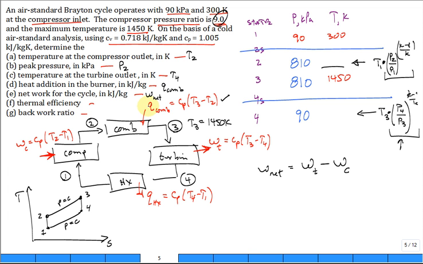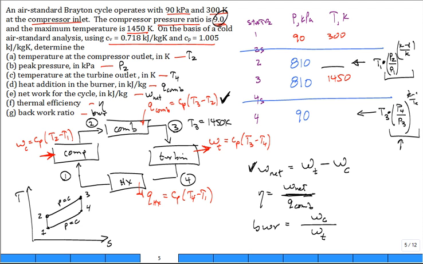What is the thermal efficiency? It's going to be the net work positive out divided by the answer for part D, which is Q into the combustor or burner. So it'll be a ratio of work net divided by Q combustor. And then the back work ratio, the last one, is equal to the work needed to drive the compressor divided by the work that the turbine produced.